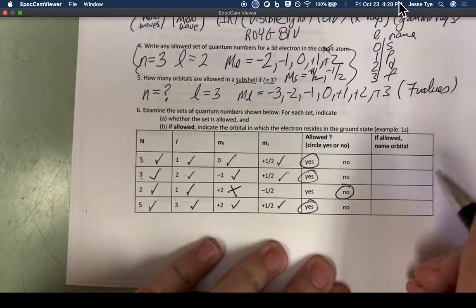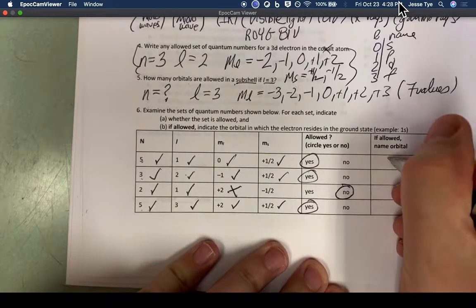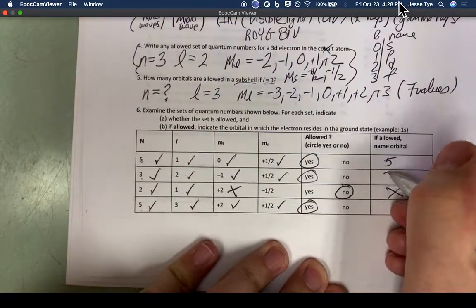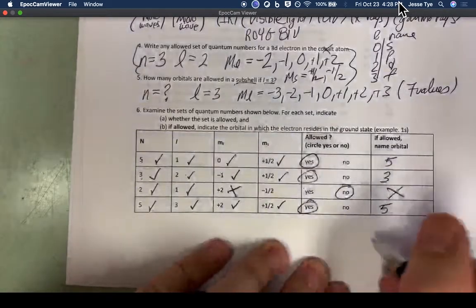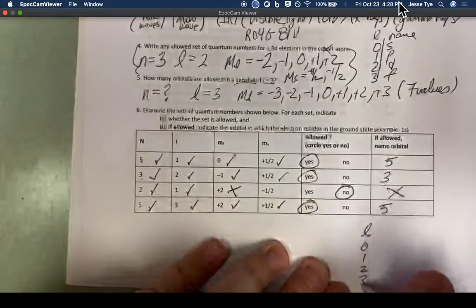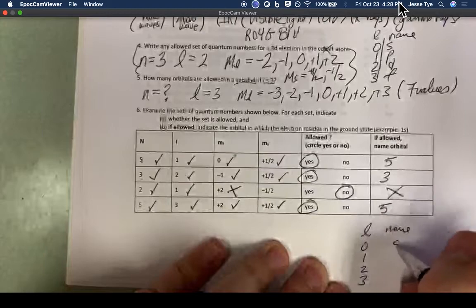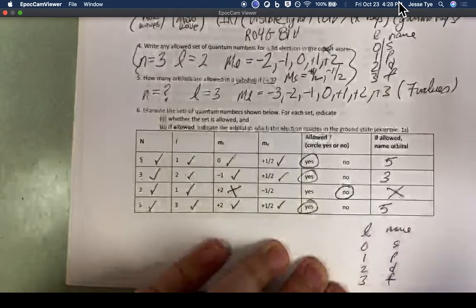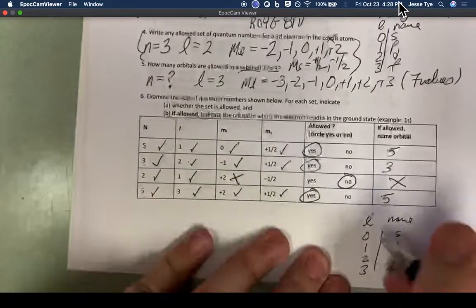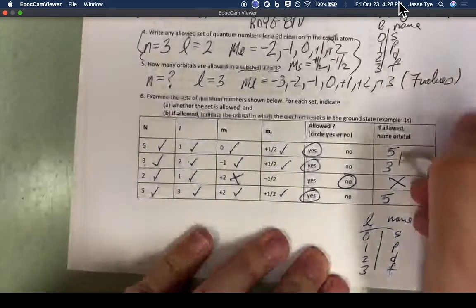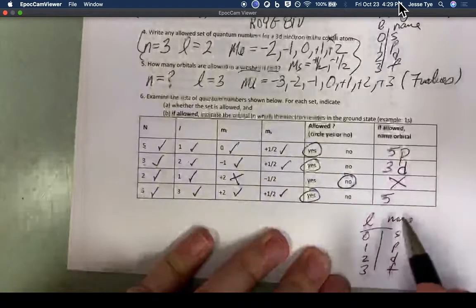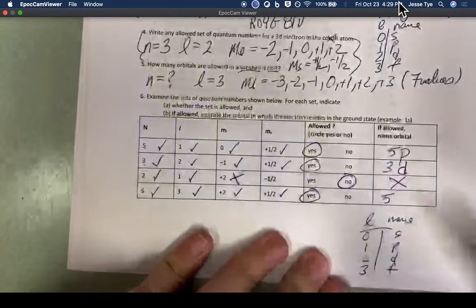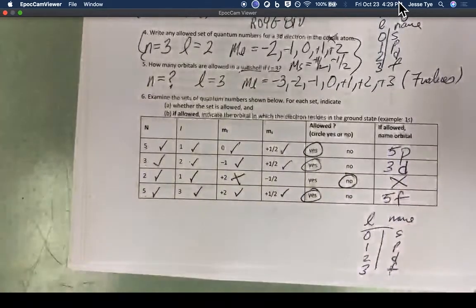So now let's name them. The first part of the name is the n value, so 5 and 3 and 5. And then the second part is a code here. So L, 0, 1, 2, 3, and then the name is S, P, D, or F for those values. And so if L is equal to 1, that means that's a 5P. If L is equal to 2, that makes this one a 3D. And then if L is equal to 3 here, that means this is a 5F orbital that we have.